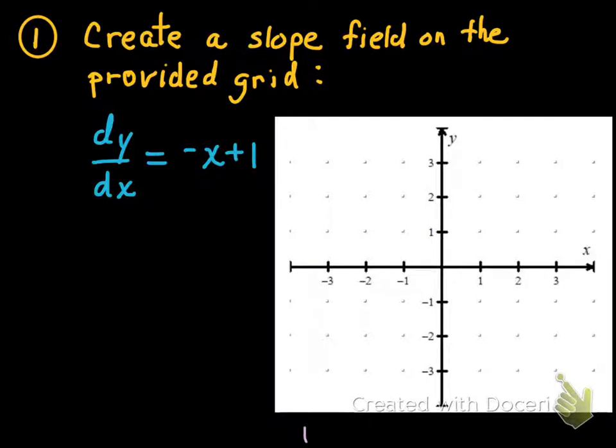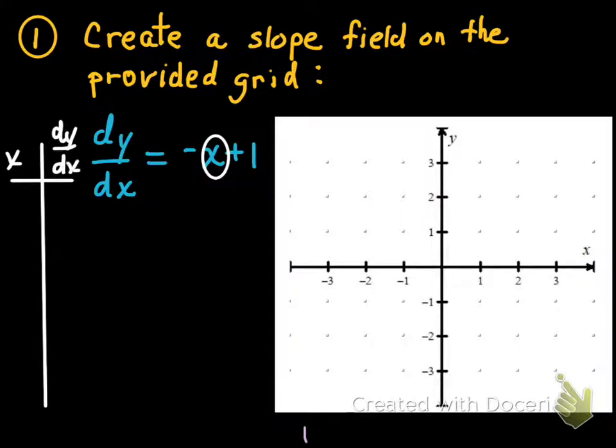Because this differential equation is written in terms of x only, my table needs to be written in terms of x only. And of course, the second column with all such tables is labeled dy dx. Looking at the x-axis on the provided grid, I'm provided x values between negative 3 and 3. So on my table, I list the x values between negative 3 and 3.